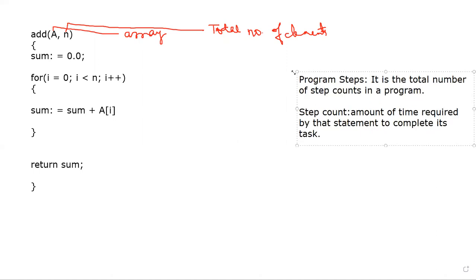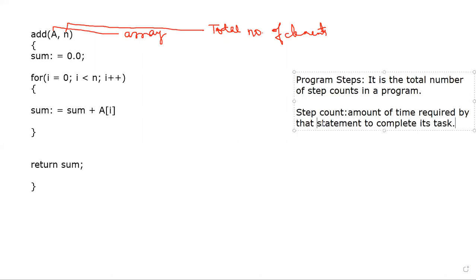That is step count. So this step count is dealing with the individual statement. And program steps means the total number of step counts of the whole program. So when you find the program steps, you will get the time complexity. And step count means the individual statement's execution time. So there is a difference. You can understand it. Now, this time complexity can be determined using two methods.